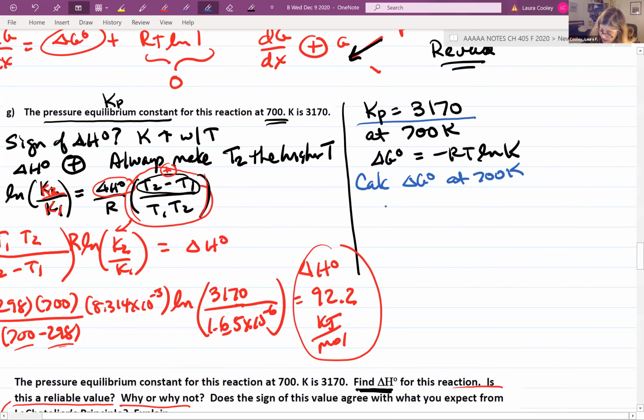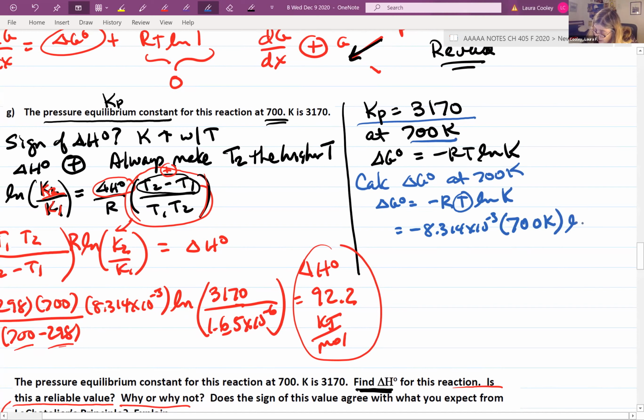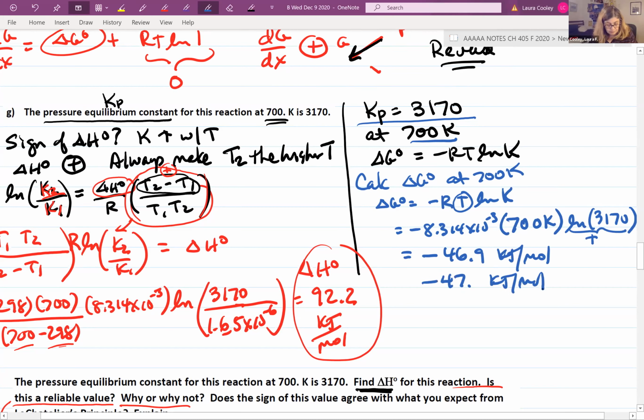So here at 700 Kelvin, the delta G0 being minus RT log of K would be minus 8.314 times 10 to the minus 3. Now you would have to put that 700 in there, because that is the temperature we're talking about, times the log of 3170. Now when you put that in there, of course, this is a positive number now, so you're going to get a negative delta G0. Let's call it negative 47.